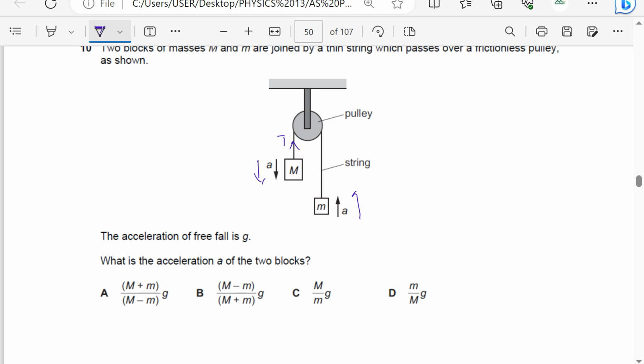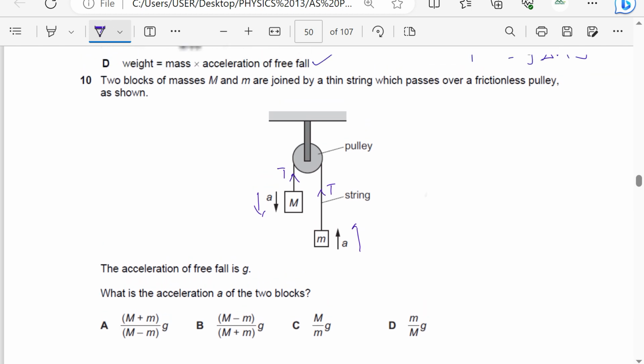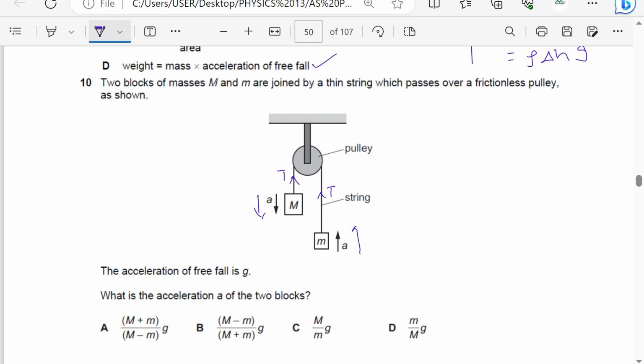And this is moving upwards. Remember, the tension pulls away from the object, so the tension here is also in that direction. But this tension is the same because it's the same string. So let's consider the mass on the left hand side. The resultant force is going to be mass times acceleration. This is going to be given as M times g for the big mass minus the tension downwards. That is the resultant force for the first one.